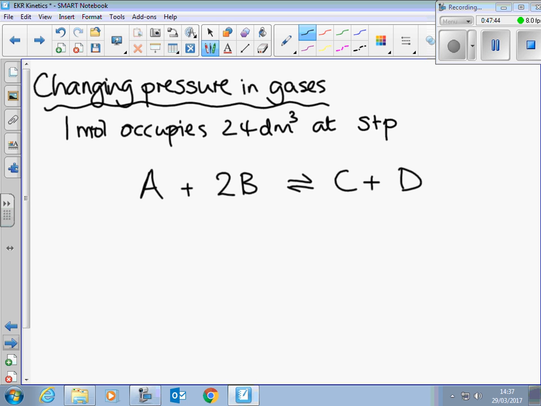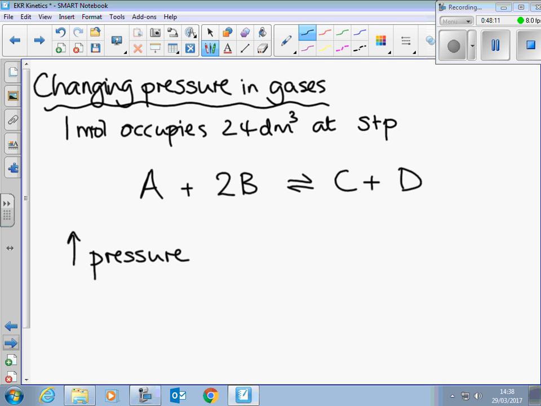If we increase the pressure, what does Le Chatelier say we want to do? Decrease the pressure. Which side would result in fewer particles? The right-hand side, yeah? So it will actually push the reaction in that direction.